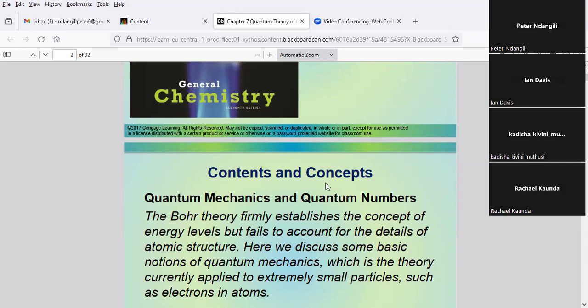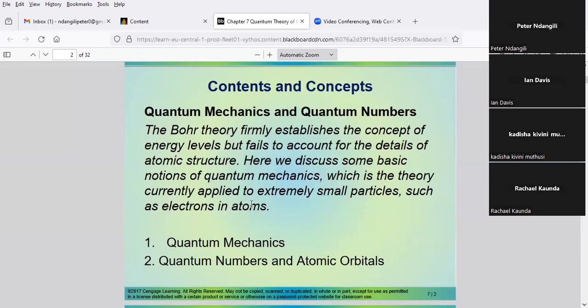So for the content and the concepts, I will be taking you through the quantum mechanics and the quantum numbers. We will borrow from the theoretical or historical development of the structure of an atom.